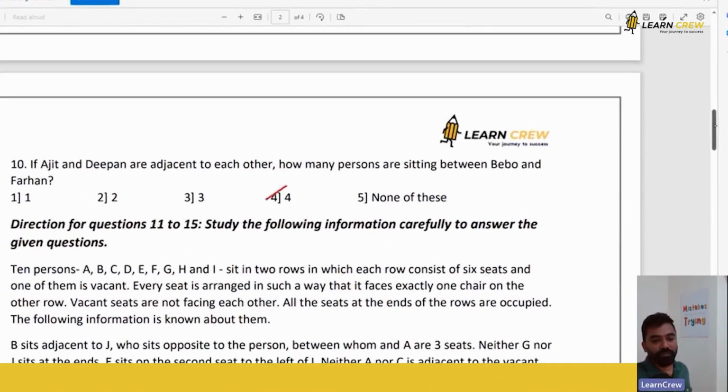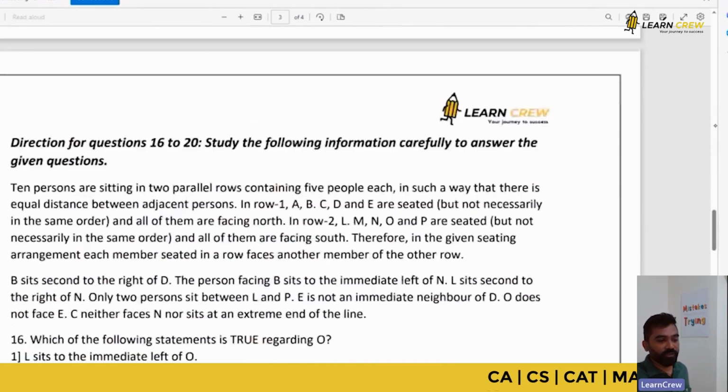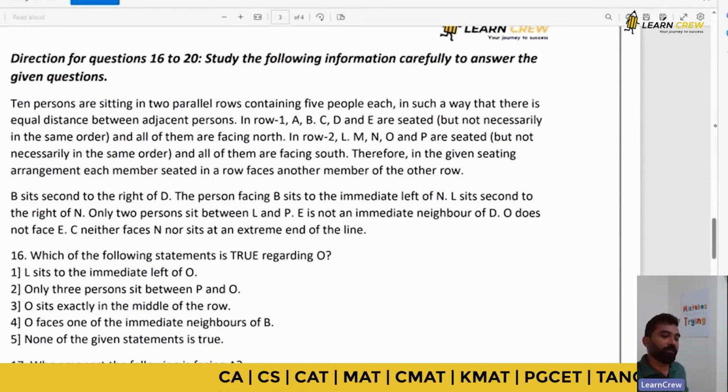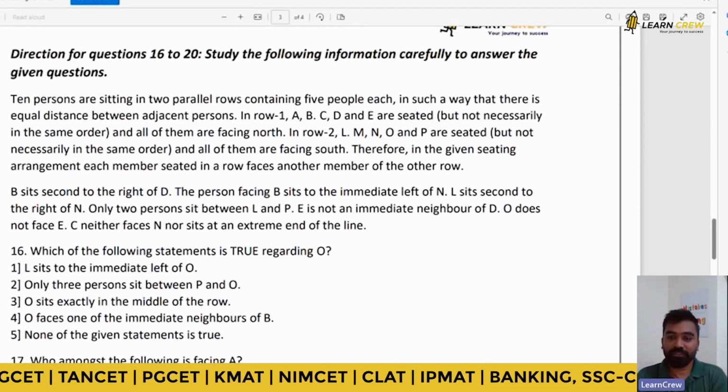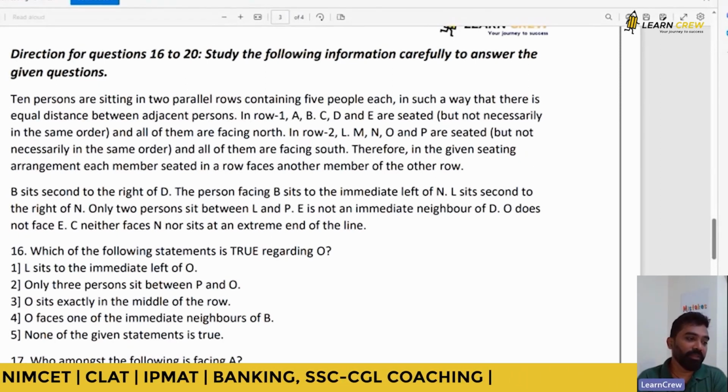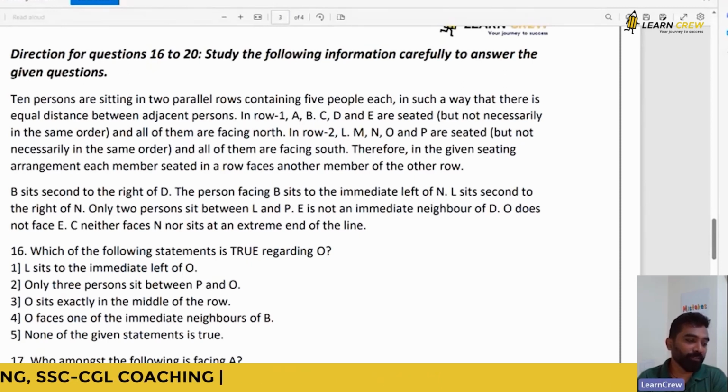Now don't do the 11th one first. Just go on to do the 16th one. Okay. Now 16th one. Now this is the scenario of facing each other. Here let me read the question once and then I'll give you the answer.